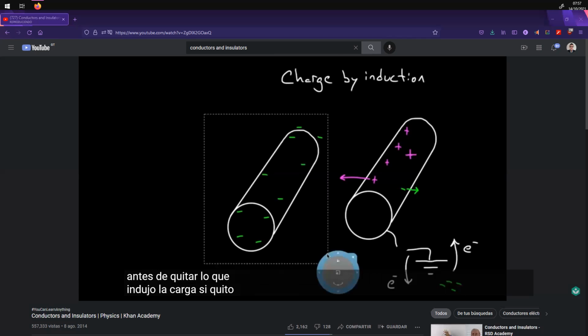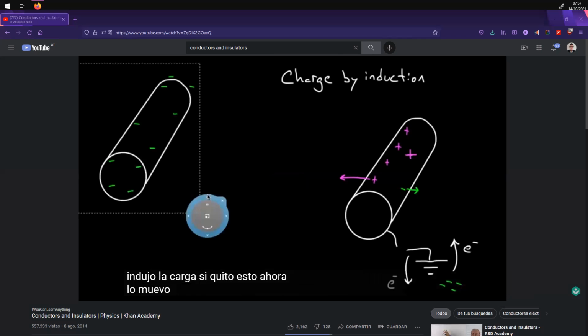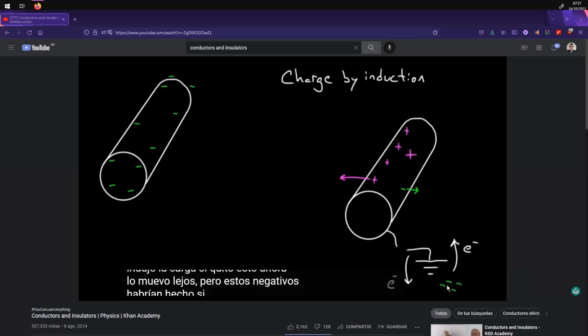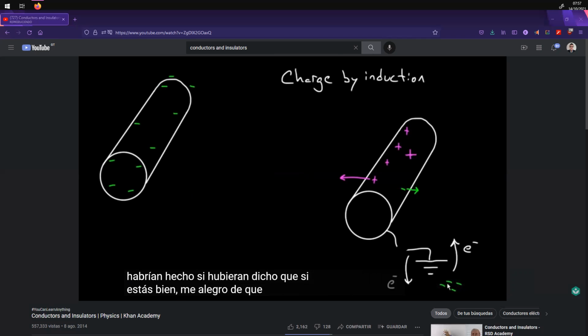If I remove this now, move it far away, what these negatives would have done is they would have said, phew, okay, I'm glad that's over. Now I can rejoin. I'm attracted to this positive again. I'm going to rejoin my positive, and this thing would become uncharged again, but now they can't get back. They're stuck. There's no way for these to get back because you've cut the cord here and you've permanently charged this piece of metal without even touching it.